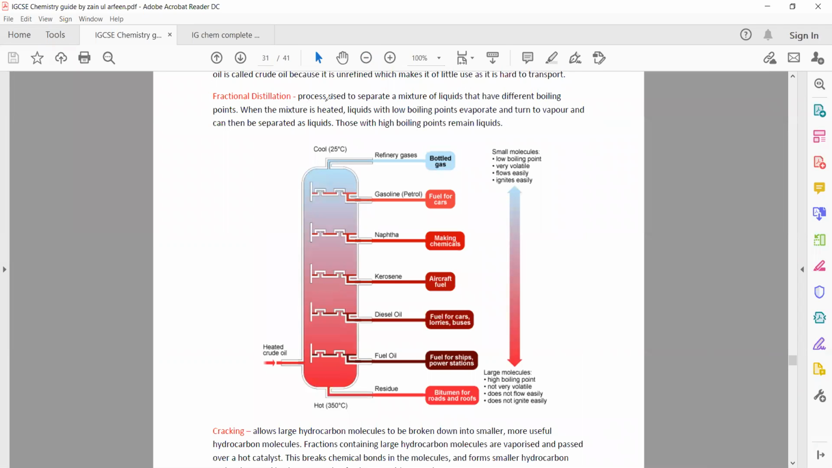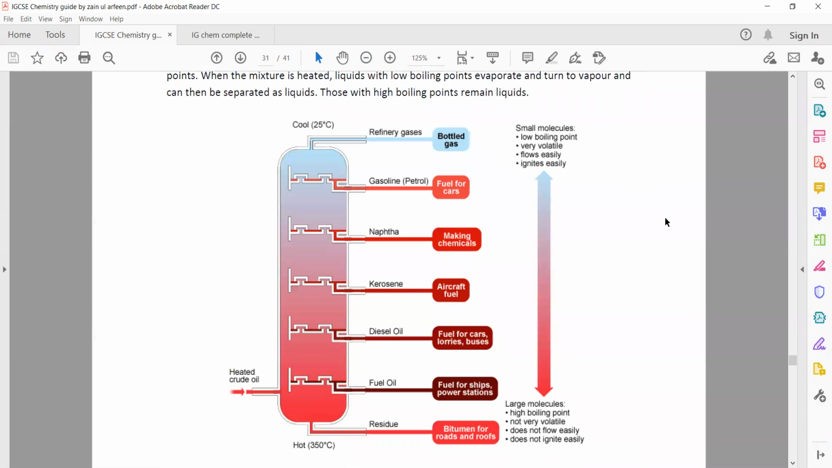So fractional distillation is the process used to separate a mixture of liquids which have different boiling points. When heated, the liquid with a low boiling point will evaporate and turn into vapor and can be separated. Those with a high boiling point will remain in the liquid state. So when we compare the boiling points, which one do you think will have the higher boiling point, the bottled water or bitumen? The bitumen will have the higher boiling point.